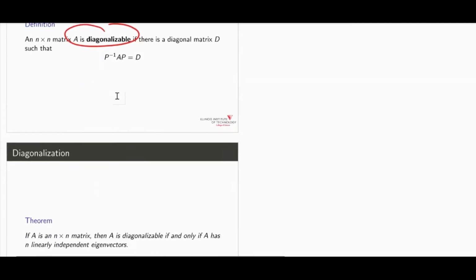All right, so now that you know the meaning of a matrix A being diagonalizable, the next obvious question is: what are the conditions that A has to satisfy so that A is diagonalizable? What are the criteria, what are the things needed to make a diagonalizable matrix? And the answer is pretty nice.